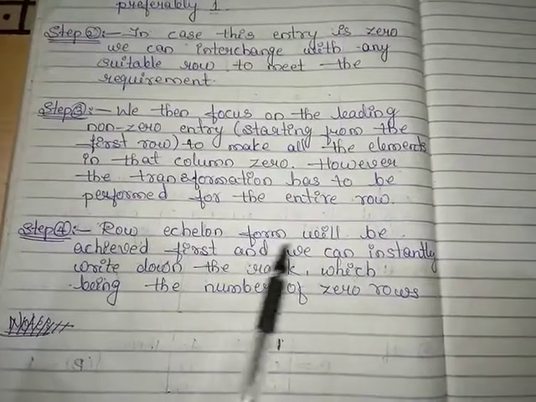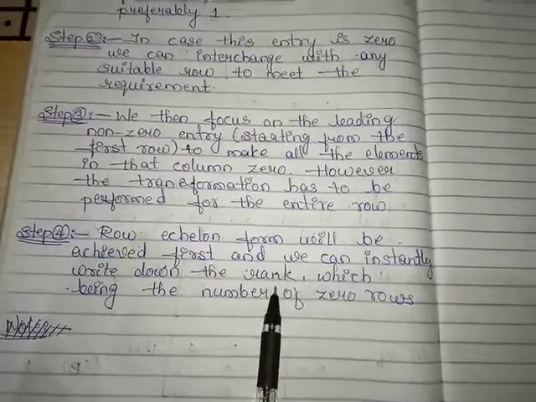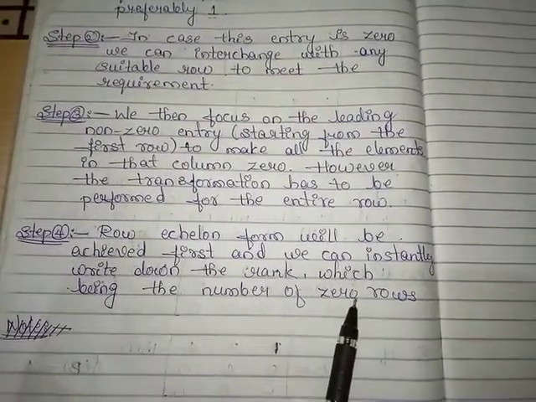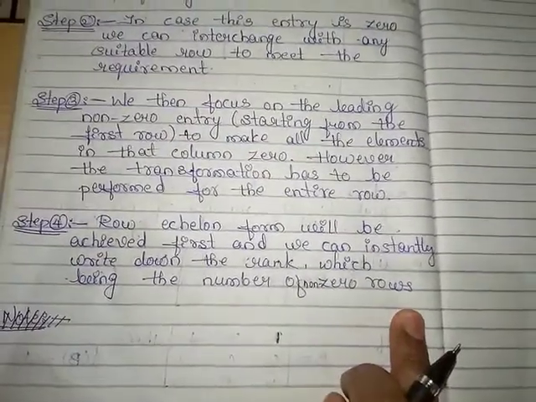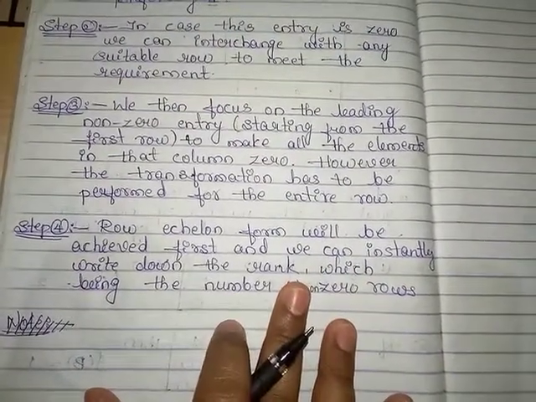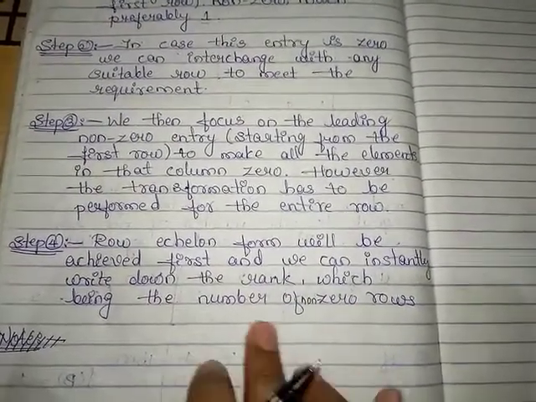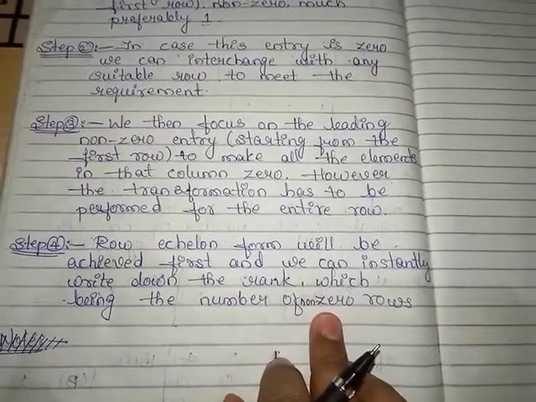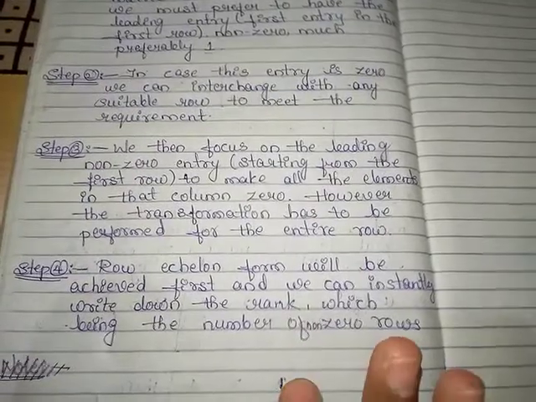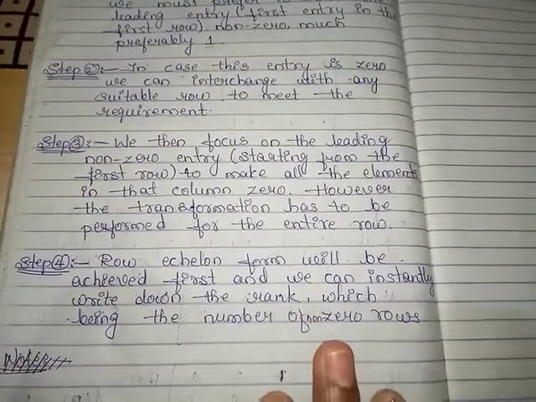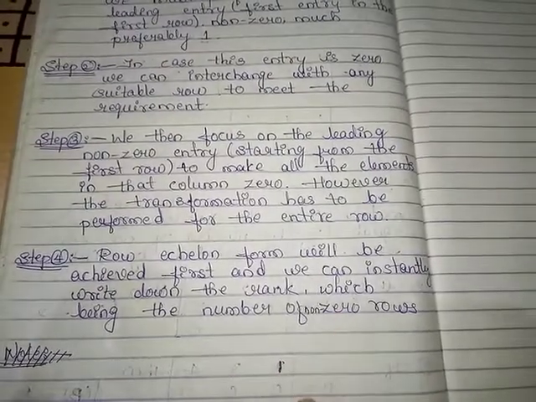Next, once the row echelon form is achieved, we can instantly write down the rank, which is the number of non-zero rows. When we find the echelon form for the given matrix, we instantly write the rank of the matrix by observing the number of non-zero rows. This is the step by step procedure you have to apply when solving the examples to find the rank of the given matrix.